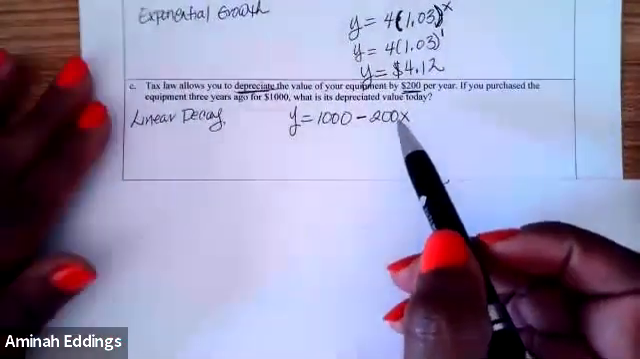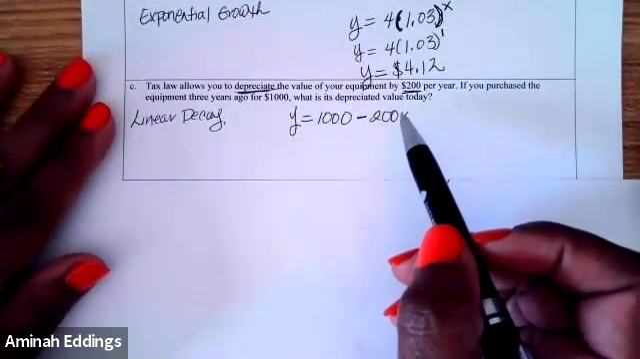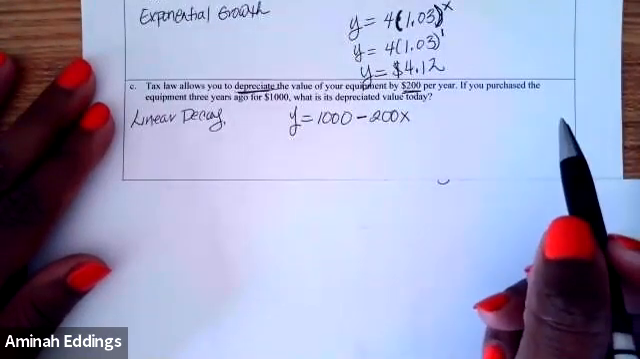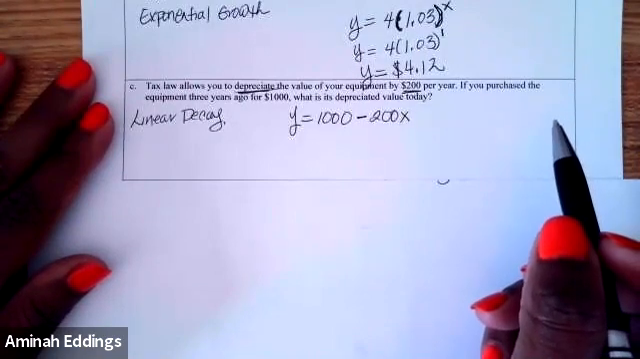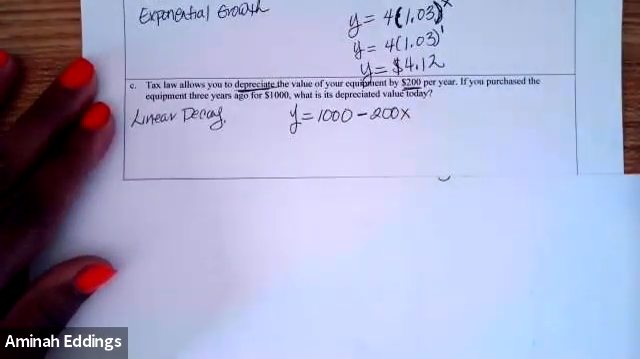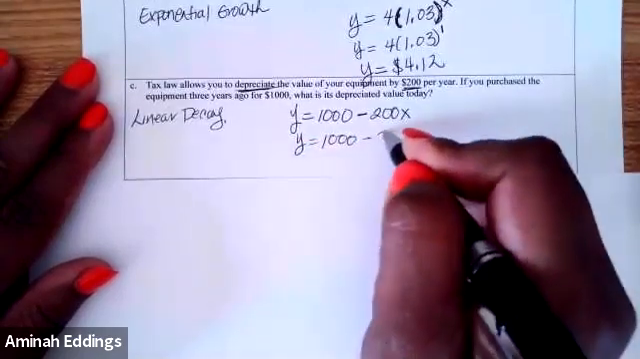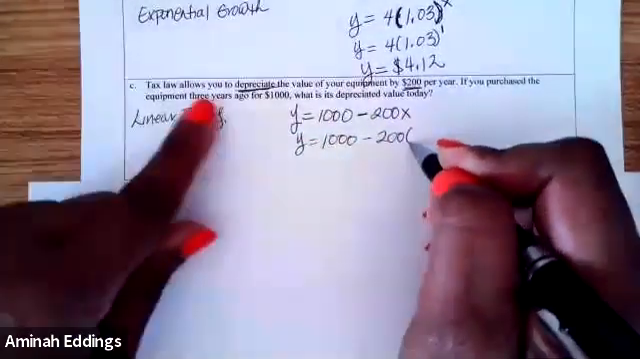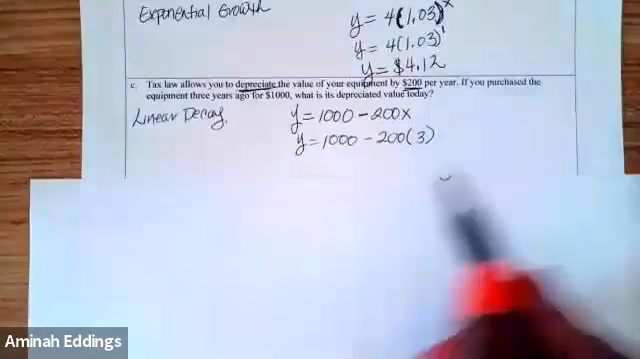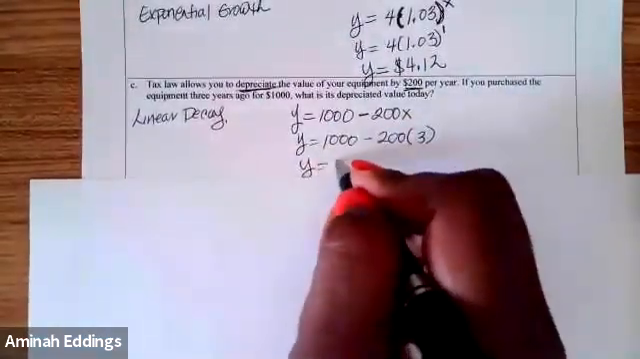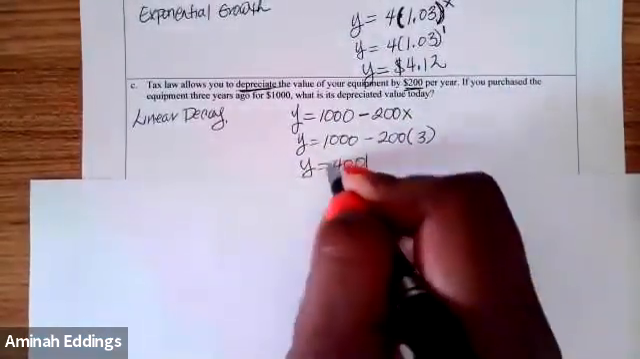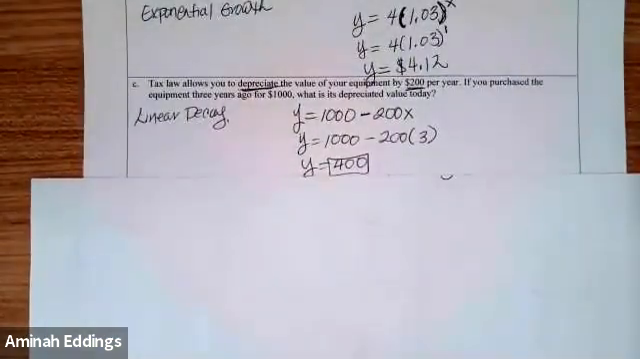The question is, if you purchased the equipment 3 years ago, what is the depreciated value today? Anyone get that? Is it 400? It is, very good. So y is equal to 1,000 minus 200, my x is 3. So 1,000 minus 600 is $400. Okay. All right, questions, guys.